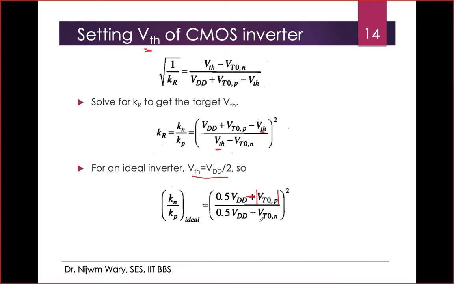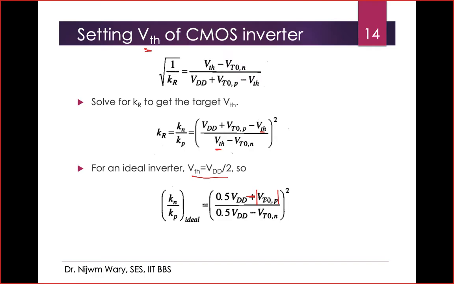Now in this case, if the threshold voltages of the PMOS and the NMOS are the same, then this whole expression will turn to 1. That is not necessarily true, because it is not necessary that these two will be equal, but let us assume that they are equal, or that they are very close.